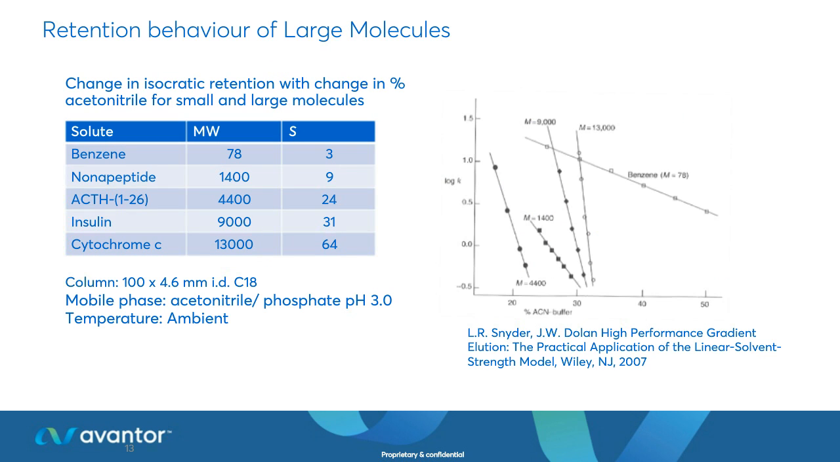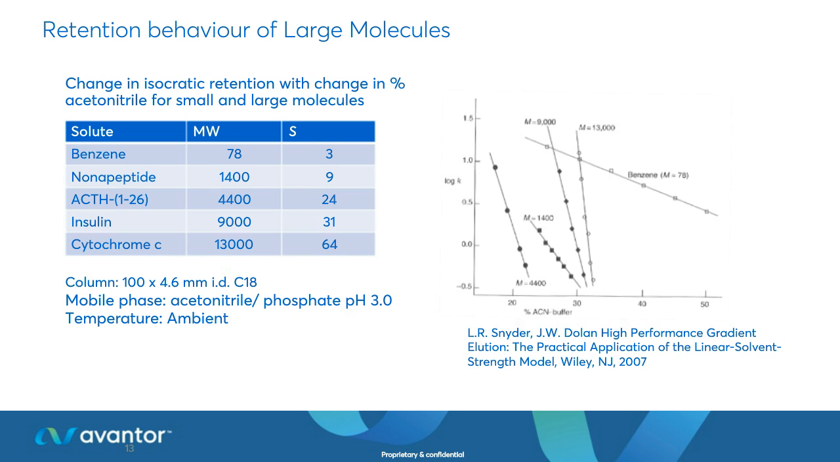So what I've got here on my graph, on the x-axis, I'm showing the percentage acetonitrile. And on the y-axis, I've got the log k. So that's the log of the retention time. So as you'd expect in a reverse phase method, as you increase the acetonitrile, you decrease the retention. With a small molecule, like benzene, that's our example small molecule here, you get this classic slope, gradually decreasing retention as you increase the acetonitrile concentration.